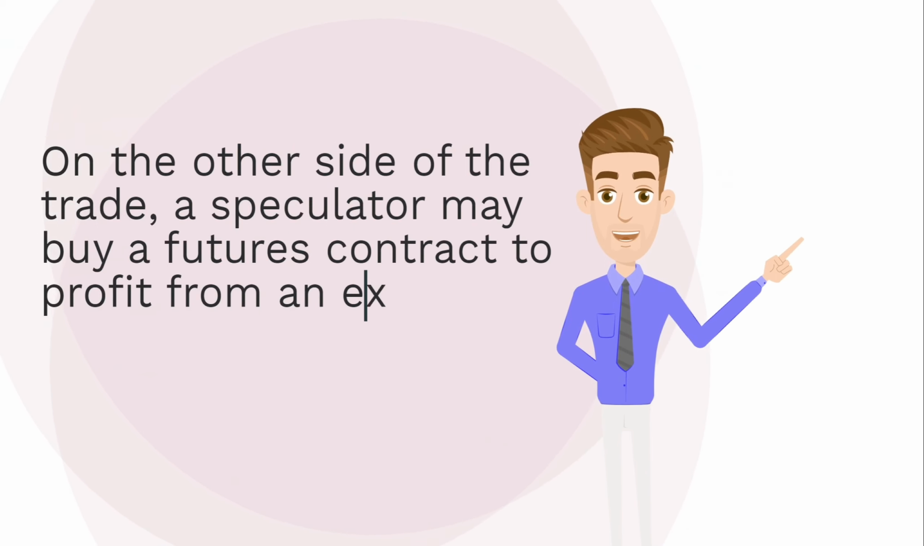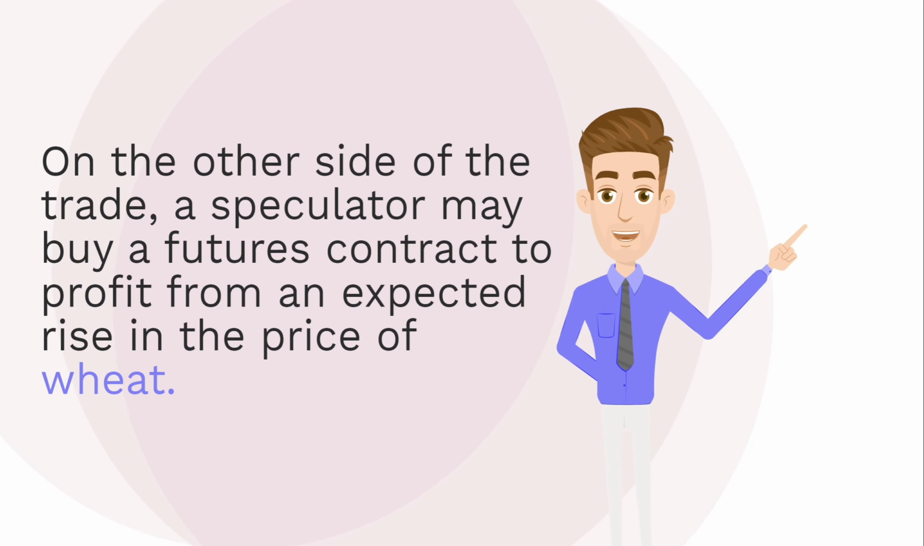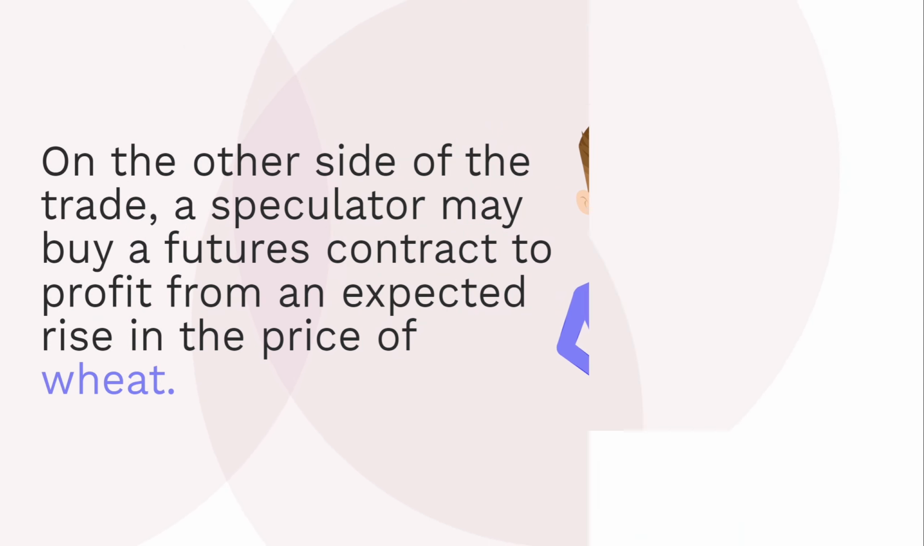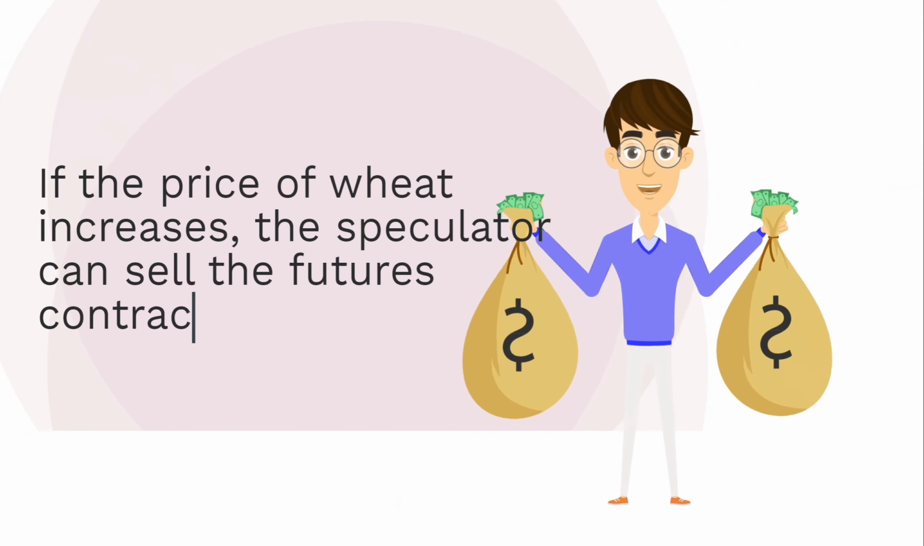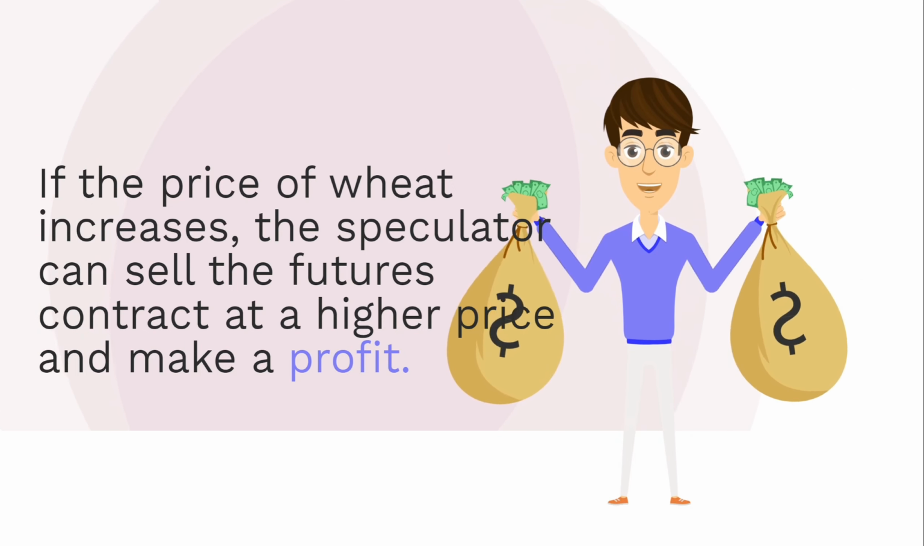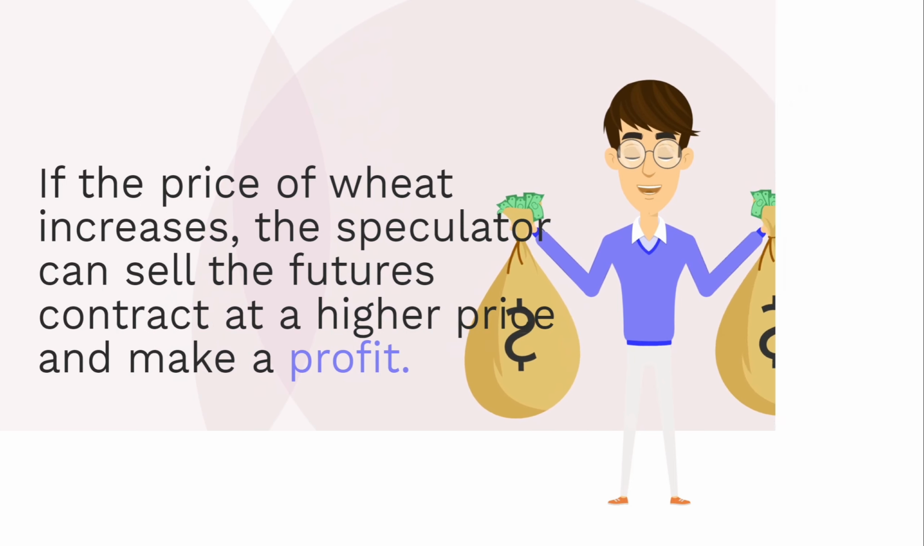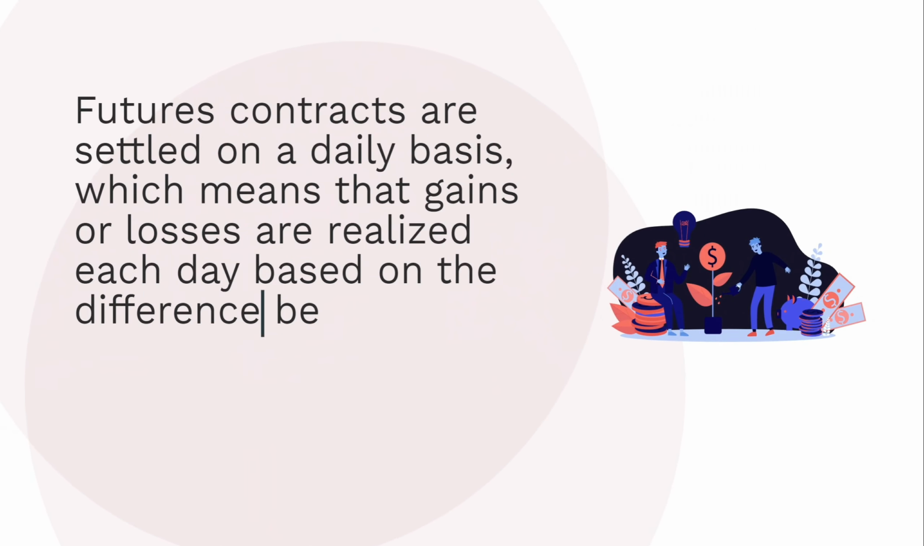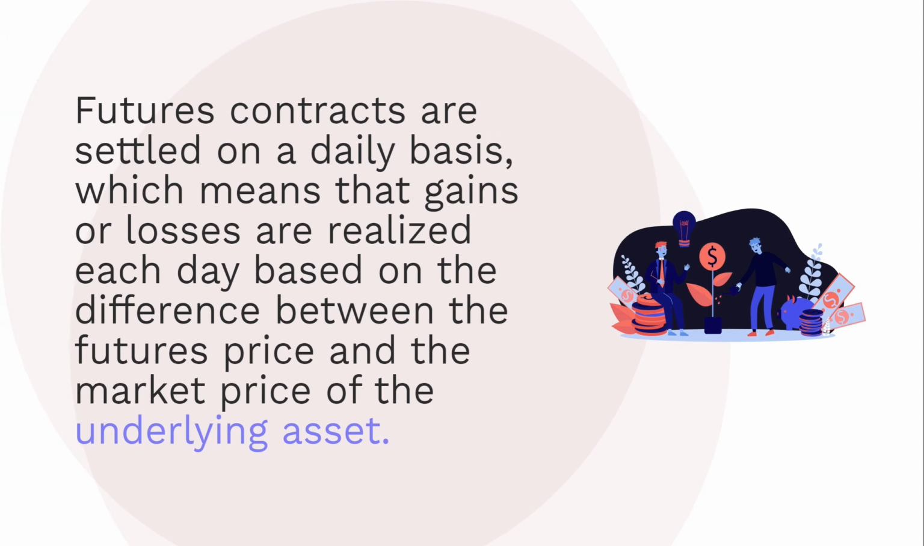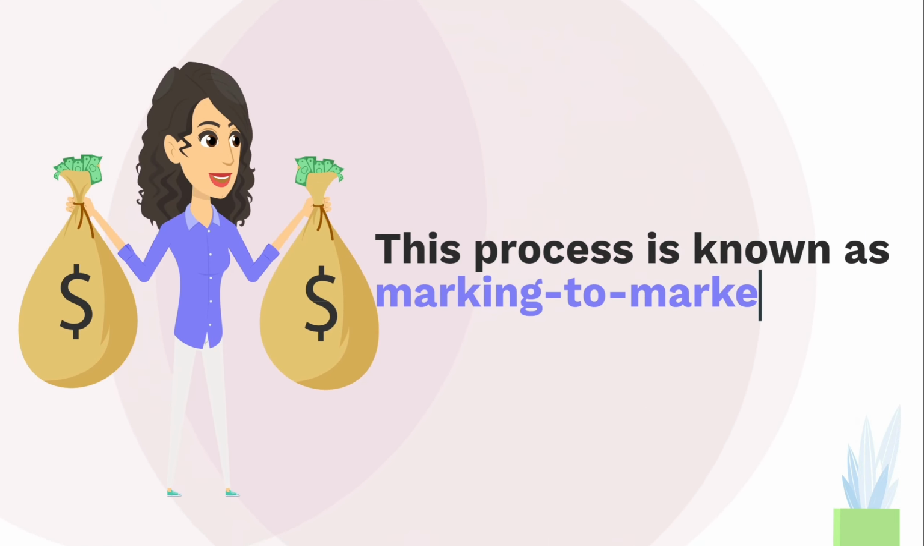On the other side of the trade, a speculator may buy a futures contract to profit from an expected rise in the price of wheat. If the price of wheat increases, the speculator can sell the futures contract at a higher price and make a profit. Futures contracts are settled on a daily basis, which means that gains or losses are realized each day based on the difference between the futures price and the market price of the underlying asset. This process is known as marking to market.